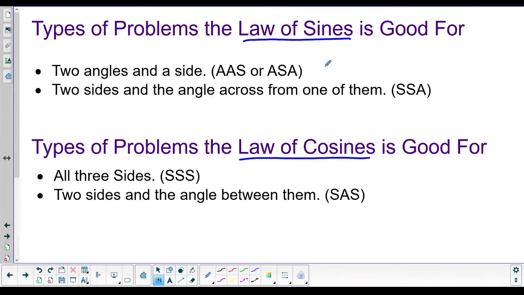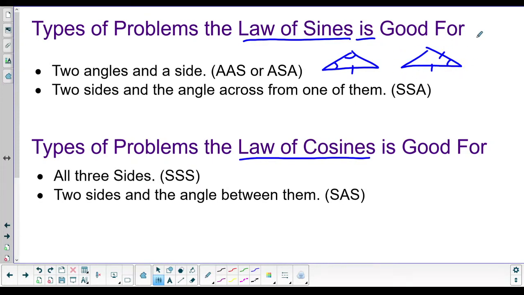The two types that it is good for are two angles and a side. So if I give you this triangle and I tell you this angle, and this side, law of sines is great for that. The other thing that this is good for is two sides and an angle. So if I tell you this side, and the angle across from one of them, so this one, it would be great for that. If I tell you the angle in the middle, it is not good for that.